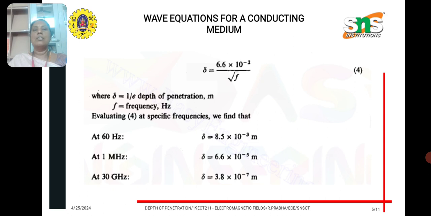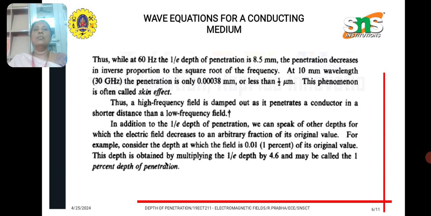So at 60 hertz, this delta value is 8.5 into 10 power minus 3 meters. At 1 megahertz, the skin depth is 6.6 into 10 power minus 5 meters, and at 30 gigahertz it is observed that the delta value is 3.68 into 10 power minus 7 meters. So at 60 hertz, the 1 by e depth of penetration is 8.5 millimeter, and the penetration decreases in inverse proportion to the square root of frequency.